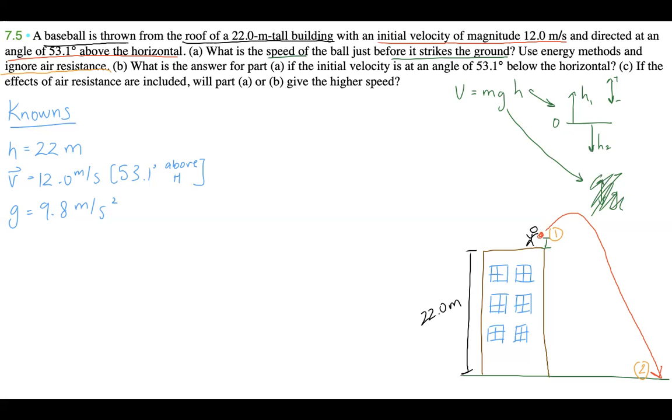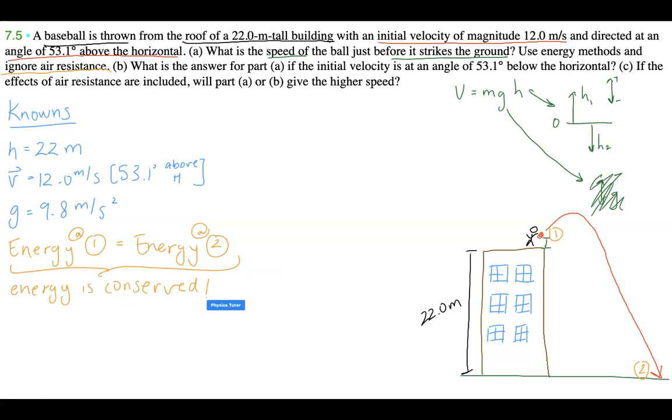So let's write that down. Energy at 1 is equal to energy at 2, and this means energy is conserved. I have another really fun problem we're going to do where energy is not conserved, and we'll see how we know how much energy is lost or dissipated. Energy is never really lost, it's just converted from one form to another, which is why we say dissipated. But in this scenario, energy is conserved.